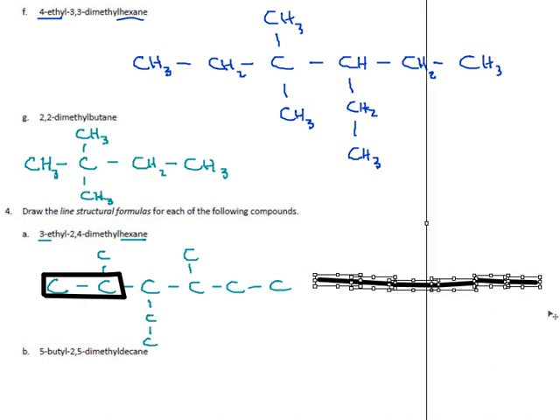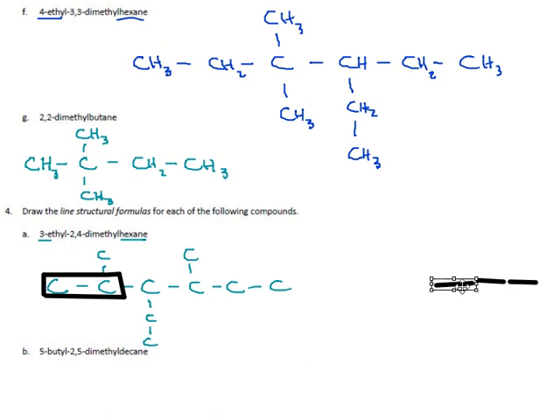If you're going to do a line structural, typically you want to make the line zigzag so that it's easier for people to count your corners. So that's 2 carbons. 3, 4, 5, 6. That's how you draw hexane. Carbon there, and 2, 3, 4, 5, 6. Okay, so please zigzag them.